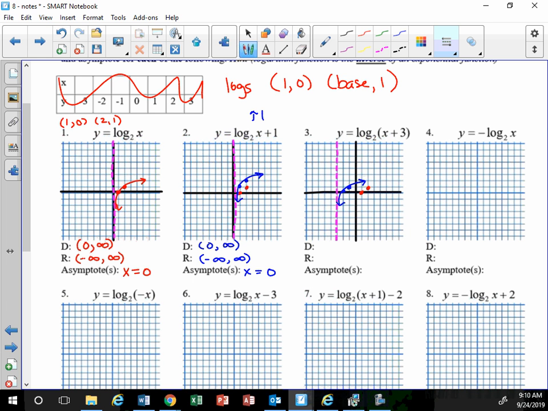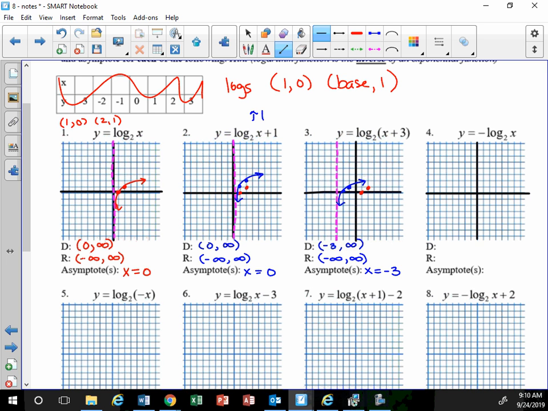So just kind of general shape, you're following the asymptote, you're heading that direction. Domain is going to change on this one now. What's it going to be? Negative 3 to infinity. Range. What's the range always going to be for log graphs? Yeah, negative infinity to infinity. And then asymptote is at x equals negative 3. Okay? All right, 4 and 5, the two dealing with negatives. Let's look at those together, because I think this is the trickiest for you guys.